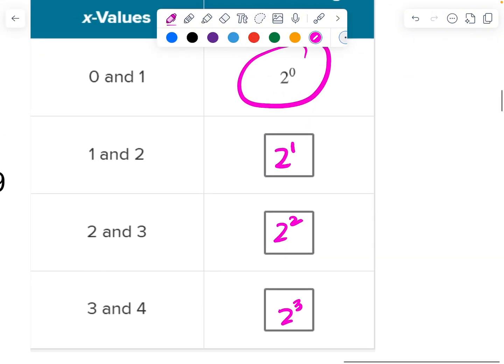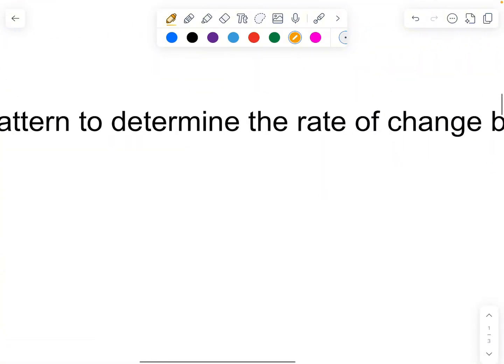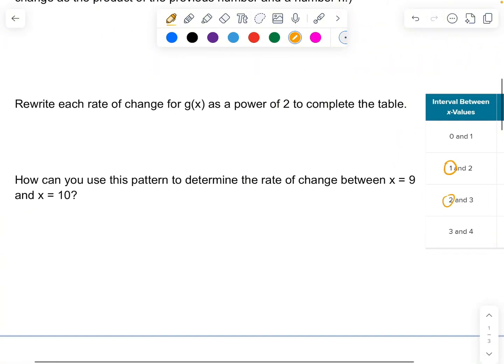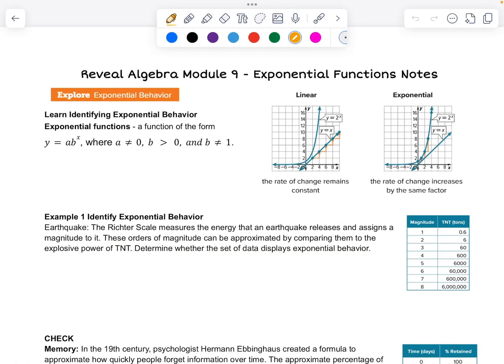Okay, so do you notice how this exponent is this one right here. This exponent is this one right here. Okay, so this next question is, what is the rate of change from 9 to 10? So that would be 2 to the 9th power. Sorry, I was boggled. Okay, so now we're going to be talking about exponential.